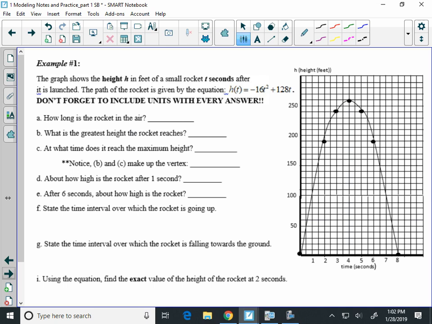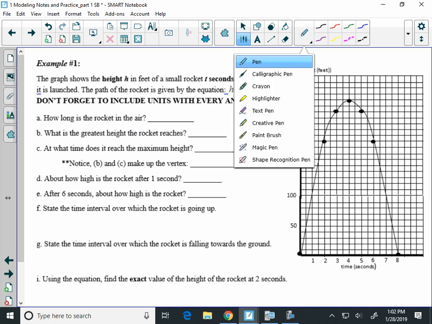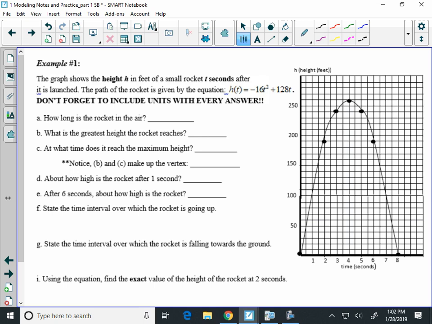Okay, so we have a graph. This is the height of a small rocket after 2 seconds. So you're given this model here. H of t is negative 16 t squared plus 128t. So this is the quadratic equation that's modeled by that equation. First of all, first question, how long is the rocket in the air? What would you say? 8.